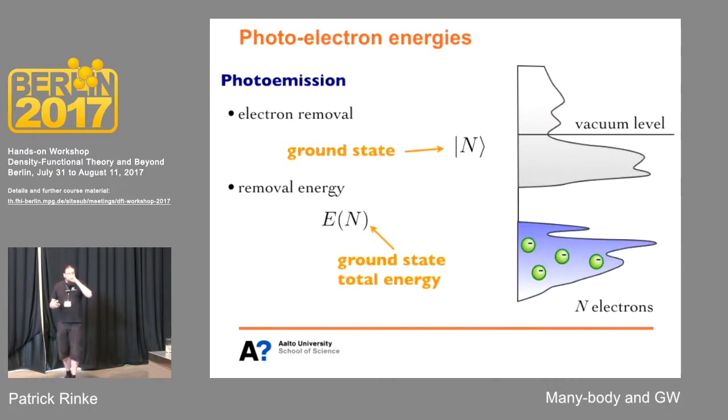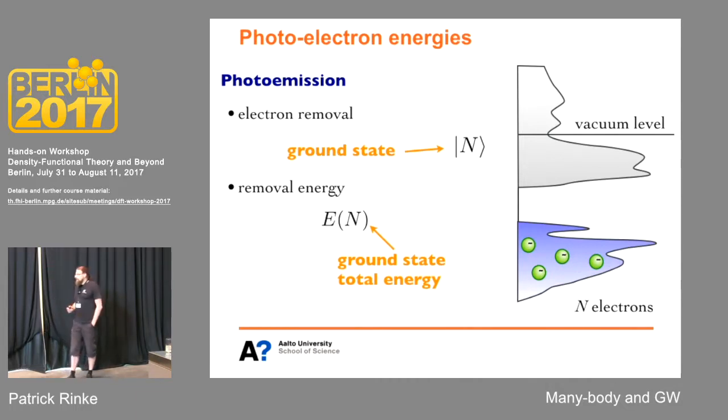Good. So let's look at this then quantum mechanically. We can very much follow this logical process. We start off with our system. It has n electrons, and it's in the ground state, right? So in the ground state, it will have a ground state total energy.